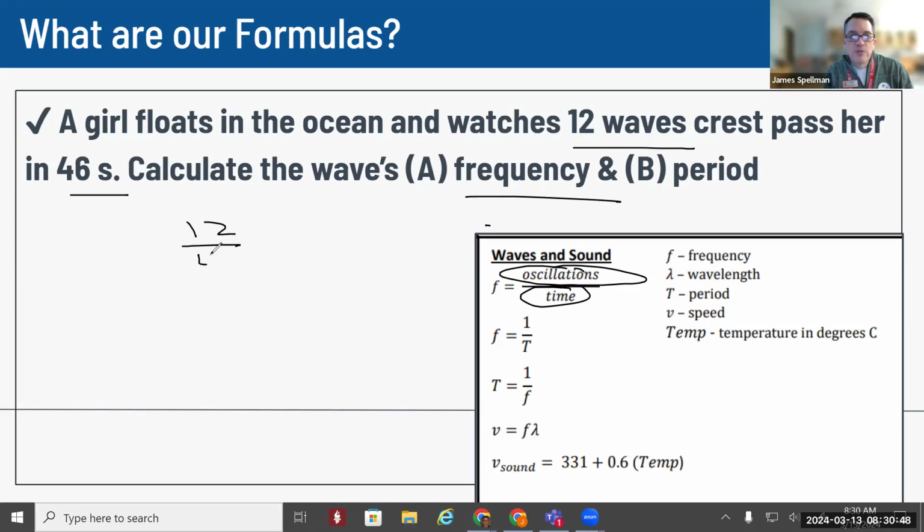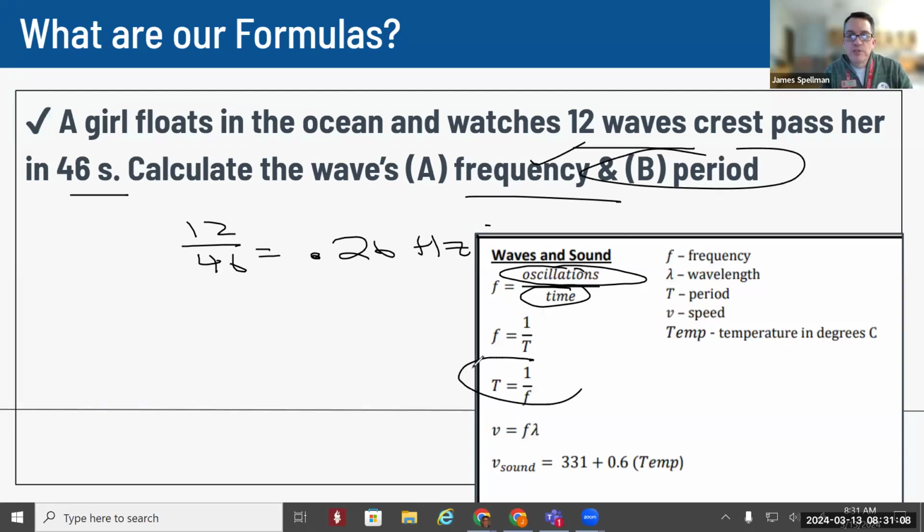So it's just going to be 12 over 46. Put that in our calculator. And because this is a frequency, frequency has its own unit of measurement called hertz. So this is going to be about 0.26 if we round, Hz for hertz. So that gives us our frequency. And how can we calculate the period? We would do that just like we did in the previous problem by putting 1 over 0.26. And if we put 1 divided by 0.26, we get 3.85.